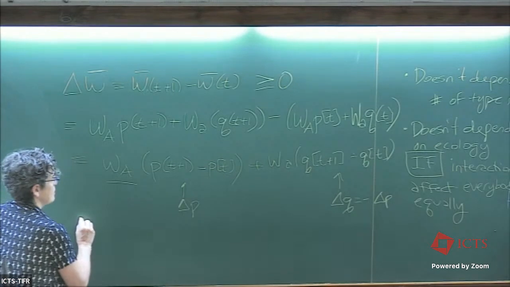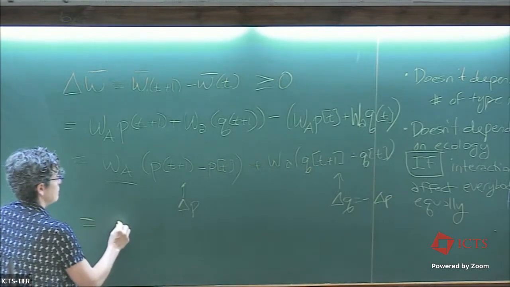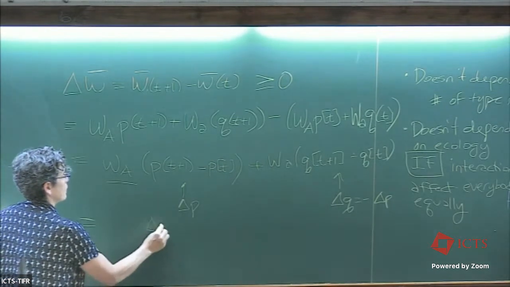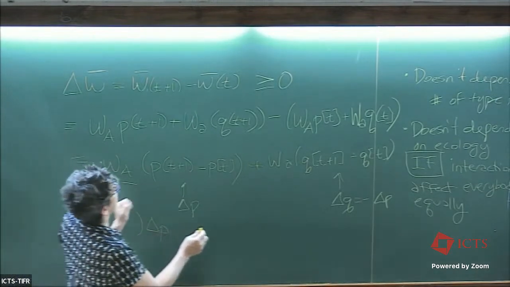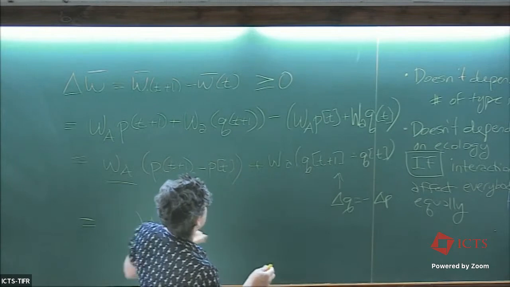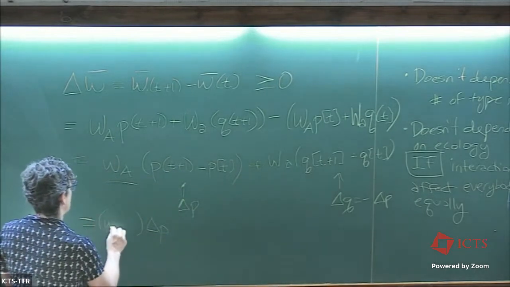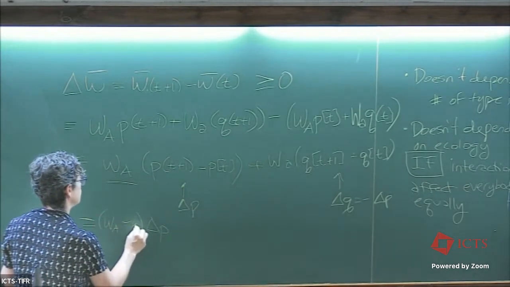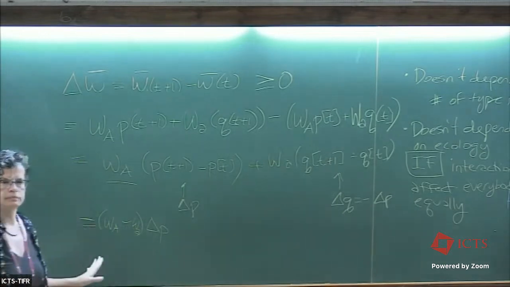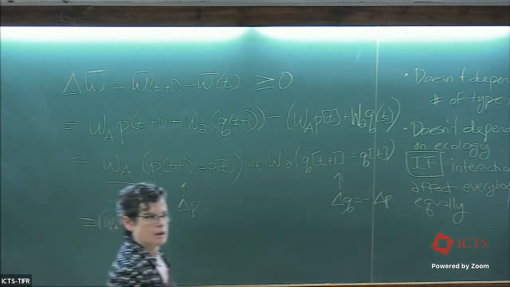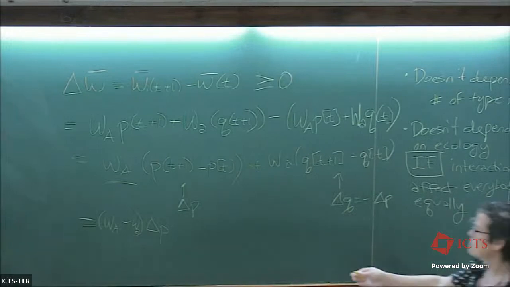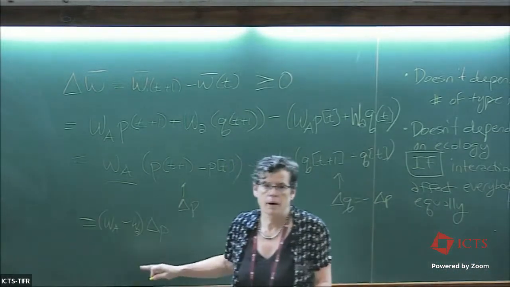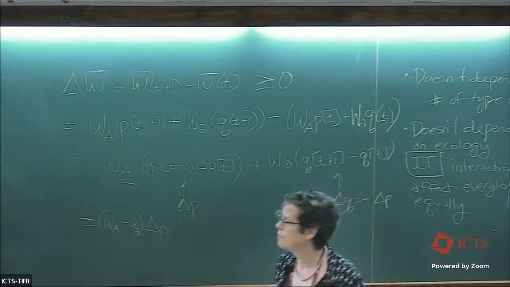So then that means that we have a delta P in all of these terms, and in front of that we have a Q minus W big A minus W little a in front. So that can be positive or negative. I mean, this part can be positive or negative. That part can be positive or negative. So I'm not done with my proof.